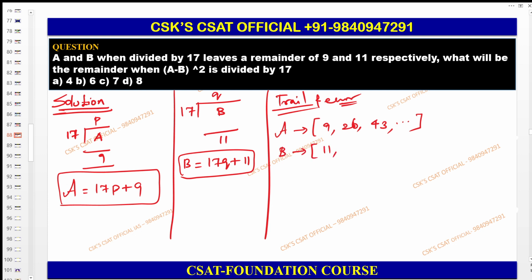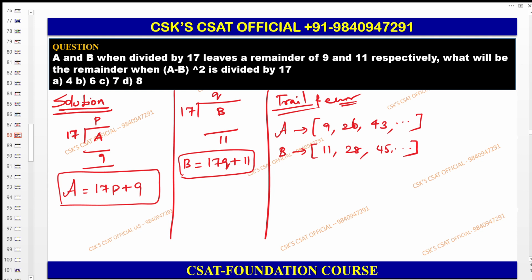0 means what? 11. Now what we need to do here is then go with 1. 17 into 1 plus 11. So therefore 17 plus 11 is nothing but 28. So Q is equal to 2. 2 means what? 17 into 2, 34. 34 plus 11, 45. Stop it here. Now move on with the statement.